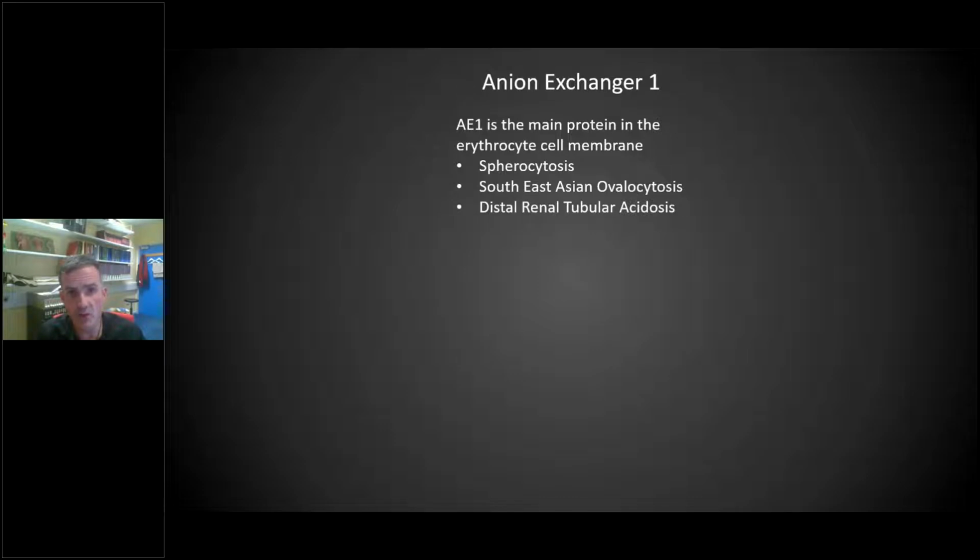Mutations of this cause about 25% of all cases of hereditary spherocytosis. It also causes a disease called Southeast Asian ovalocytosis, which is found mainly in Papua New Guinea, and which protects against cerebral malaria. And it also causes distal renal tubular acidosis.